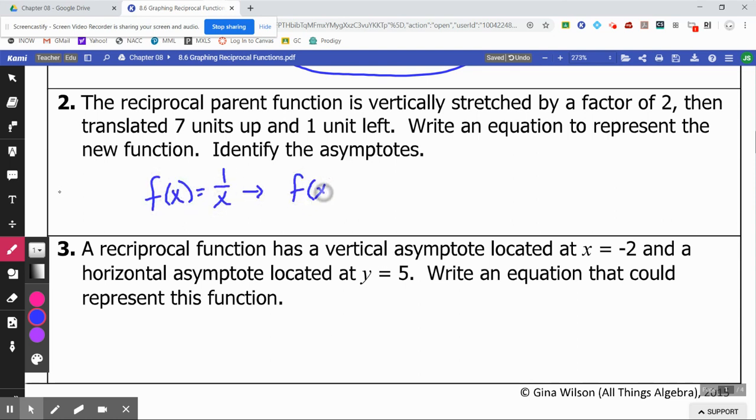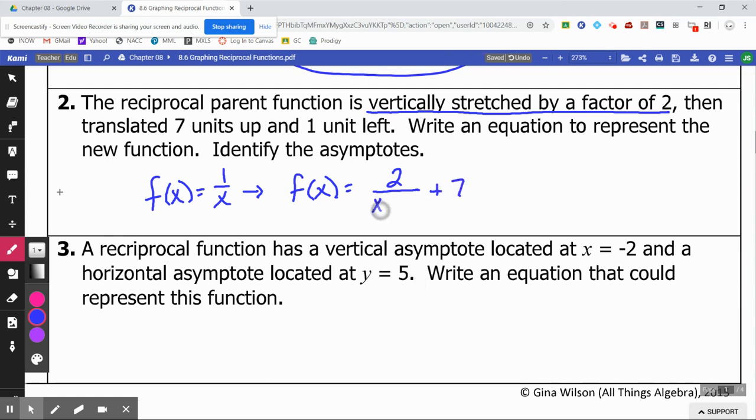Number 2, we again have the reciprocal parent function, so y equals 1 over x. And we're going to transform that into a new function, first by vertically stretching it by a factor of 2. When we multiply by some number, that's what's going to stretch or compress it. So to stretch it by a factor of 2, we're going to multiply the top by 2.